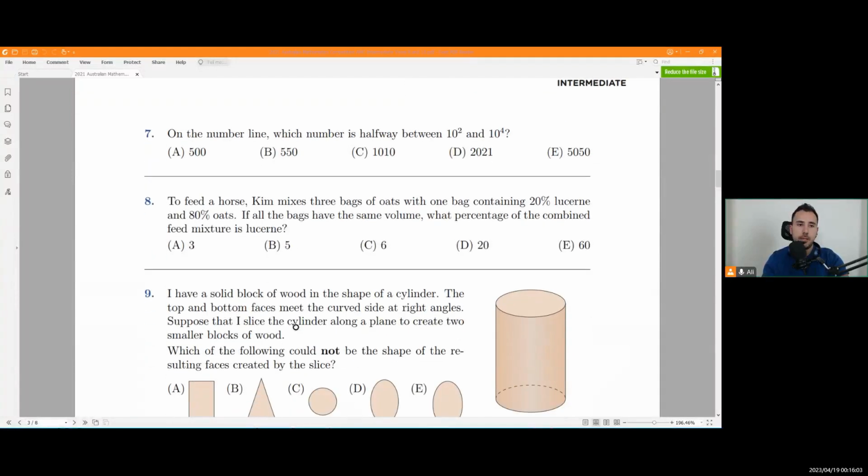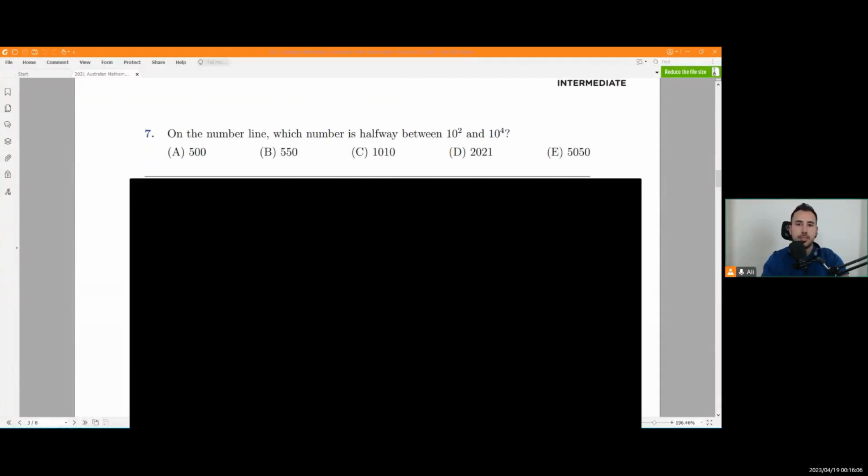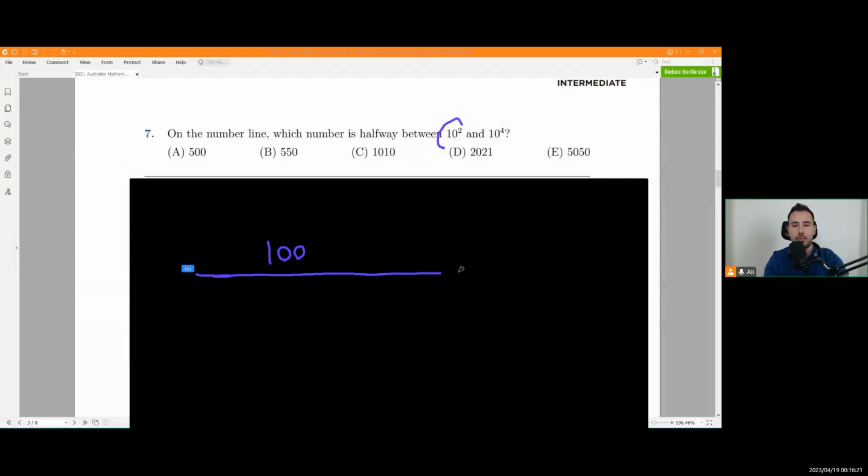On the number line, which number is halfway between 2 to the second power and 4? So this one will be 100. And then, for example, a number line, something like this. This is 0. For example, this is 1,000. And then this will be 10,000 here. It will be further away, but I don't have space. So what is halfway between these two?